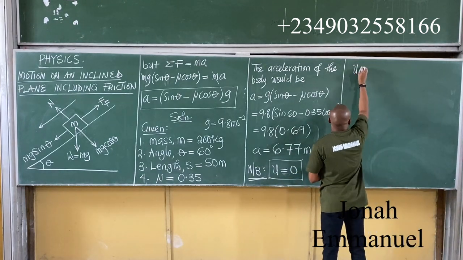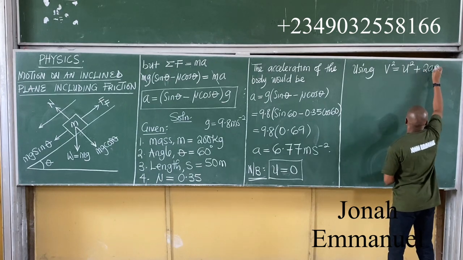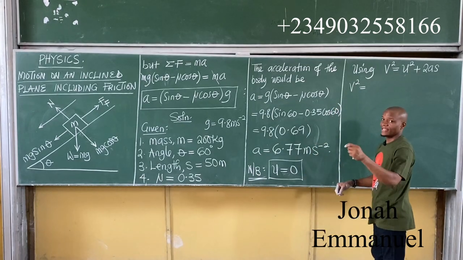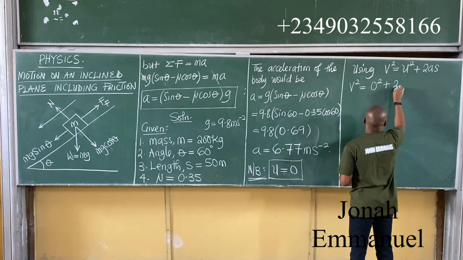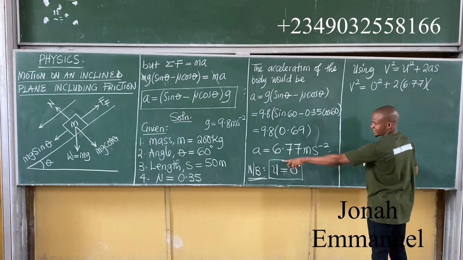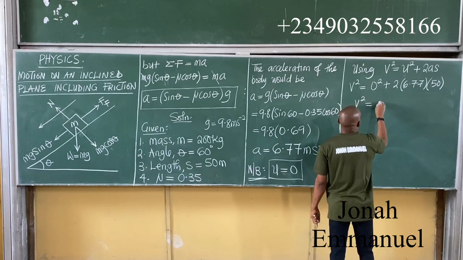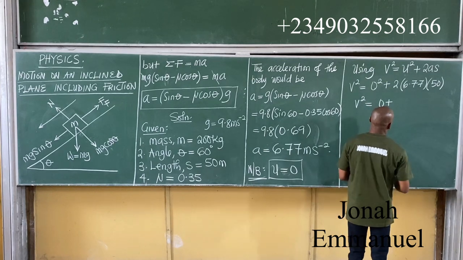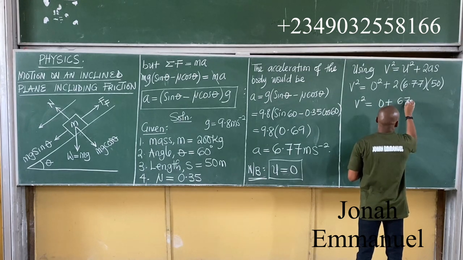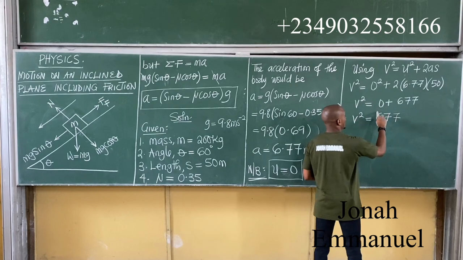Alright, so using the equation that v squared is equal to u squared plus 2ax, I have that final velocity is equal to, u is zero, since the body starts from rest. So it becomes 0 squared plus 2 into a. What's a there? This 6.77 times x. What's x there? That one there, 50 meters, so I have 50. So v squared is equal to 0 plus, what do you have there? 677, alright. So v squared is equal to 677, because this plus 0 is itself.